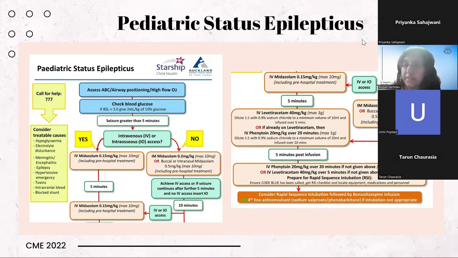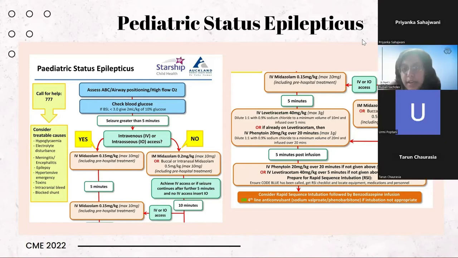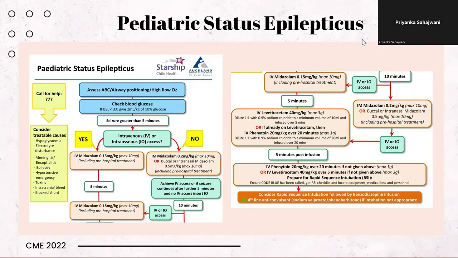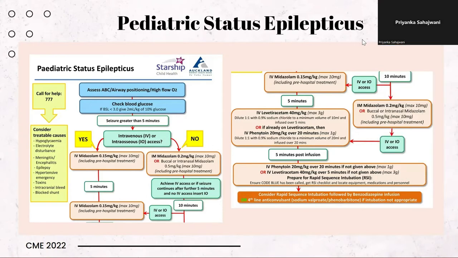If the child was already on phenytoin, then levetiracetam. If they were not on phenytoin, then the opposite. Basically, you have 2 options, you give the other one, the one that they were not on. Right. So after 5 minutes, if the patient is still seizing, your next line becomes phenytoin or levetiracetam. Basically, you switch it and you move towards intubation because a child should not be seizing continuously for so long. So you have to move on to rapid sequence intubation followed by benzodiazepine infusion. Or you can add a 4th line anticonvulsant.